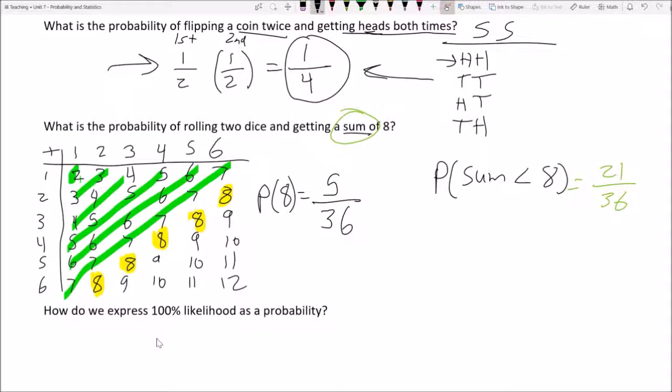Well, let's remember what percent means. 100% means 100, well, it's 100, but percent means out of 100. 100 out of 100 is 1. So the way we would express something that's 100% likely is with a probability of 1.